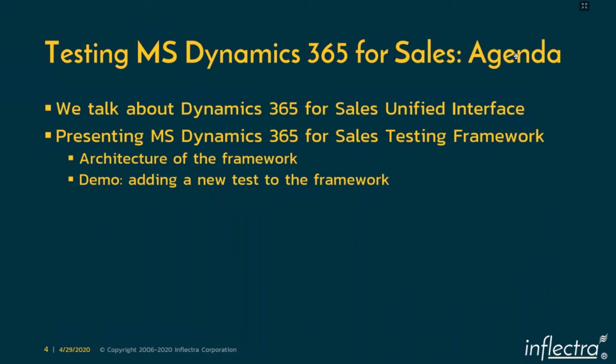So the agenda for today: first, we will talk about how to test the latest interface of Dynamics 365, which is called Unified Interface. This is a successor of a previous interface that was around for many years before, and Unified Interface was introduced about a year and a half ago, and currently this is the main interface in Dynamics 365.